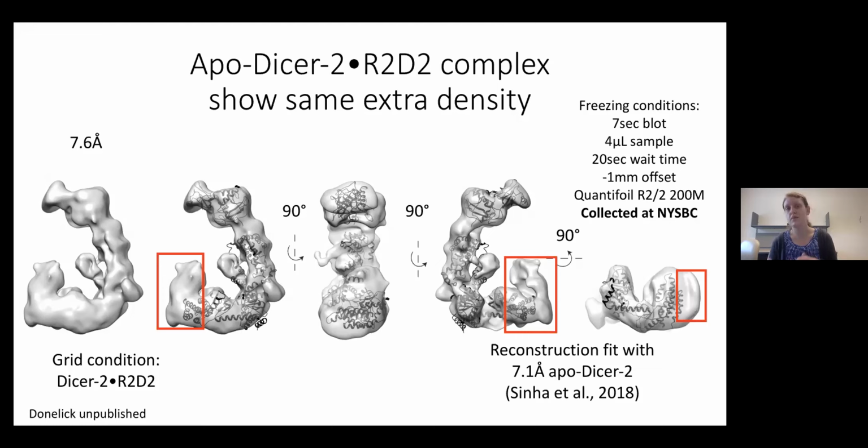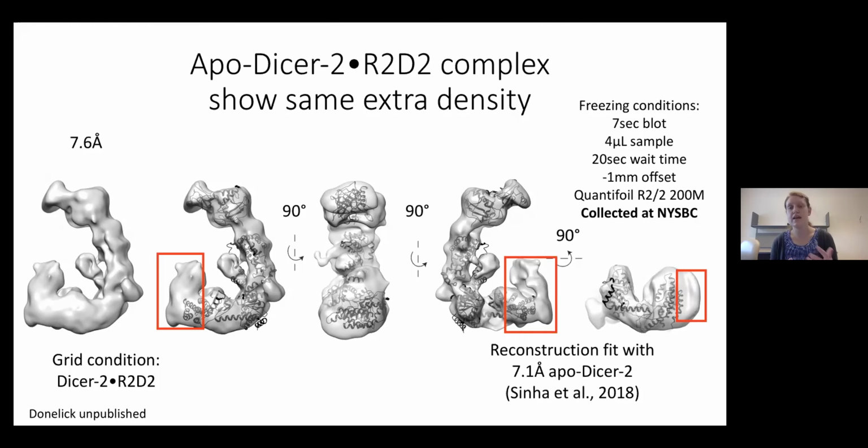And because siRNA wasn't present in this grid condition and we're seeing the same result as we did on the previous slide, we feel more comfortable at this time attributing that extra density to R2D2 rather than R2D2 and the siRNA.